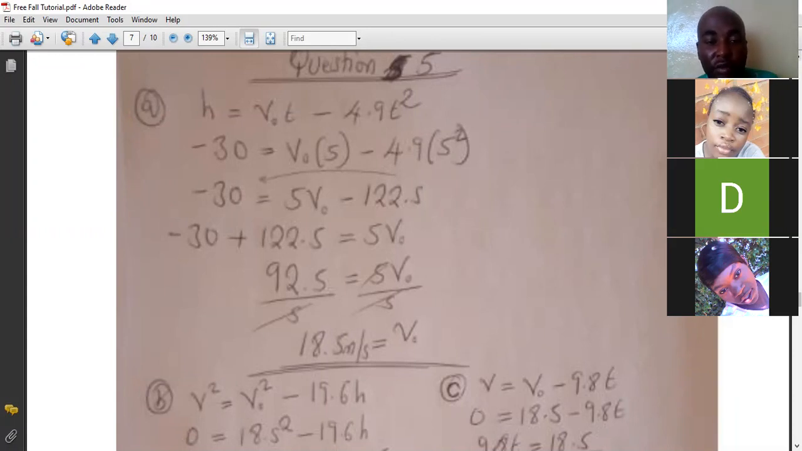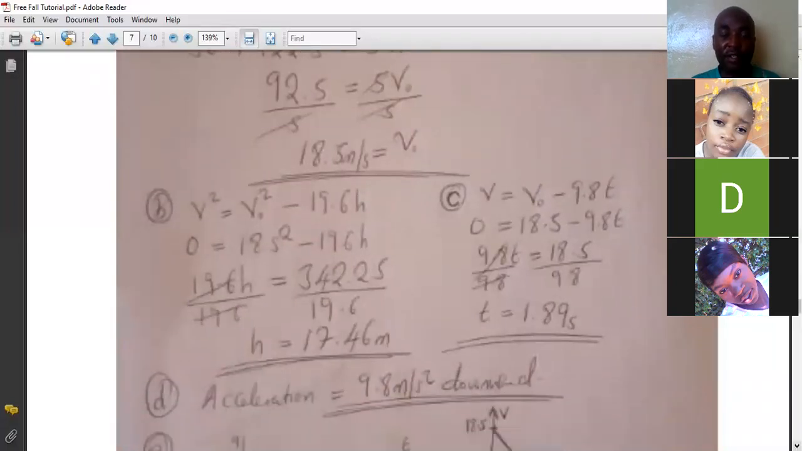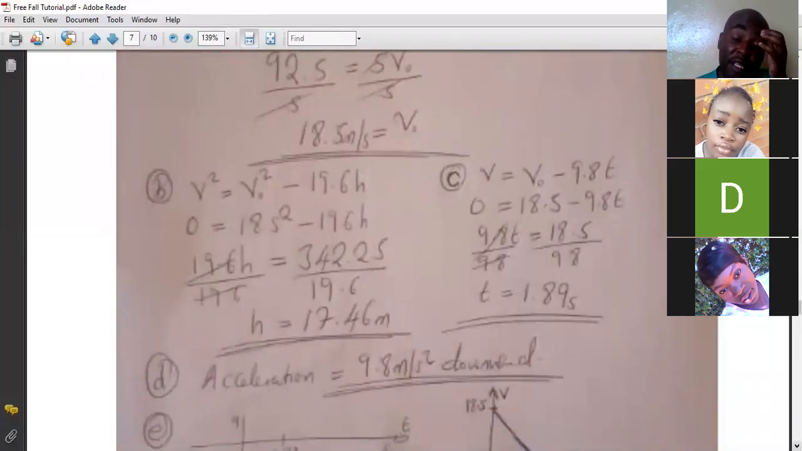When the 122.5 crosses the other side, it will be minus 30 plus 122.5. So it will be 92.5, then you divide by 5, and you get 18.5. So that's A, and now B. Because B is asking you for the highest point.